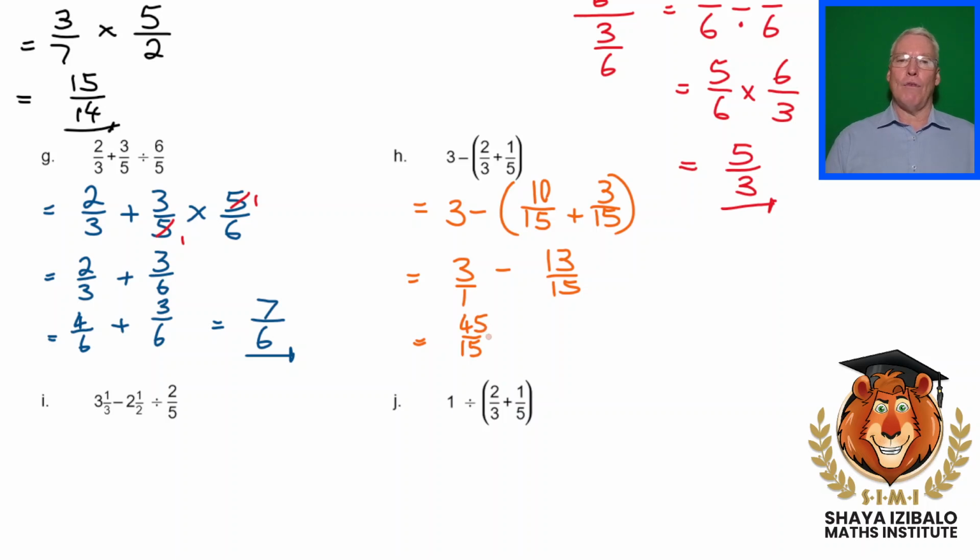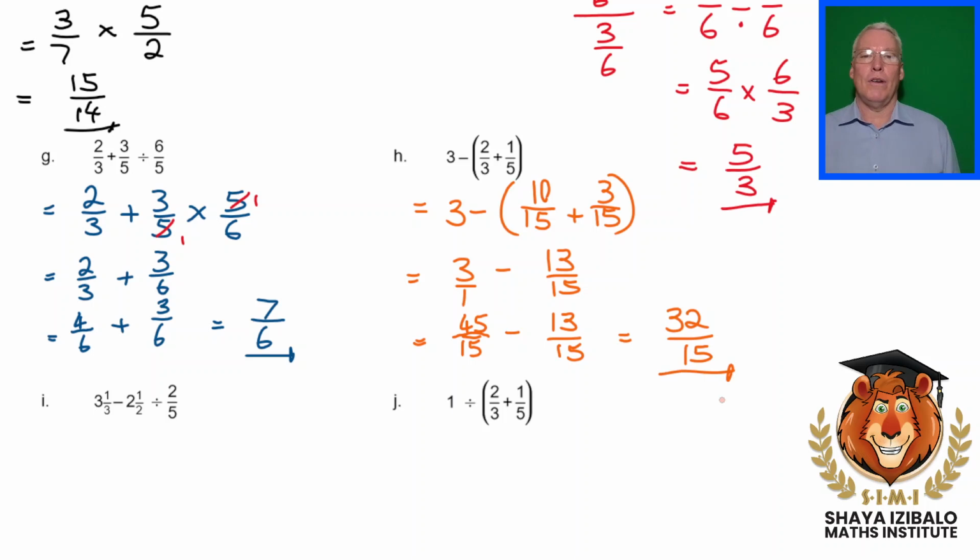3 lots of 15 is 45/15. 45/15 is exactly the same as 3 over 1. It's exactly the same as 3. 45/15 minus 13/15. We've got the same denominator. 45 minus 13 is 32. 32/15. And there's our final answer.